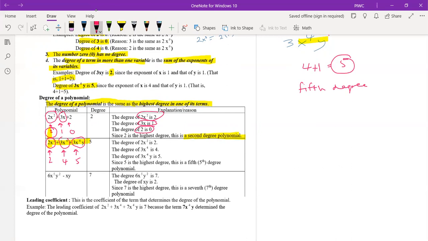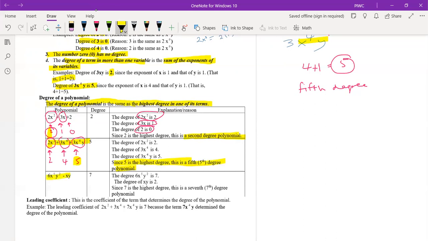So what's the degree of the whole polynomial? The degree of the whole polynomial will be the highest among the degrees. So the highest among the degrees is 5. So this whole polynomial is a 5th degree polynomial. That's the highest degree. Okay, let's try one more.